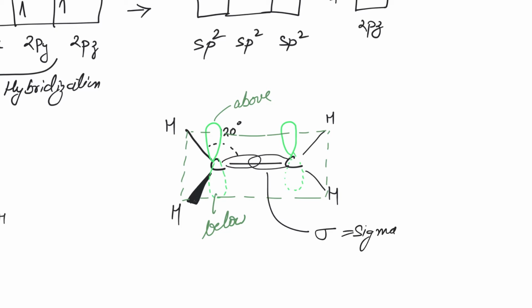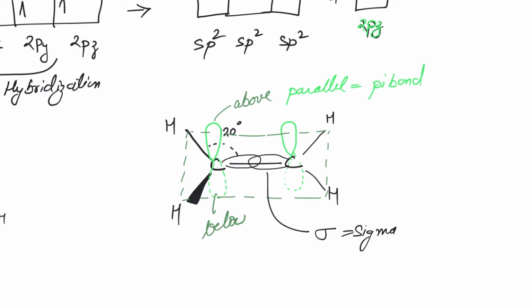And I hope you remember, the more head-on the orbitals are oriented, the stronger the bond is. Whereas the pz orbitals, let me write this in green just to indicate, the pz orbitals are parallel. This type of bond is called a pi bond.